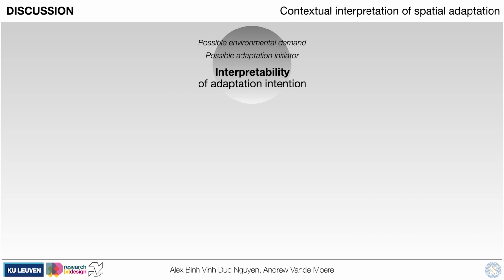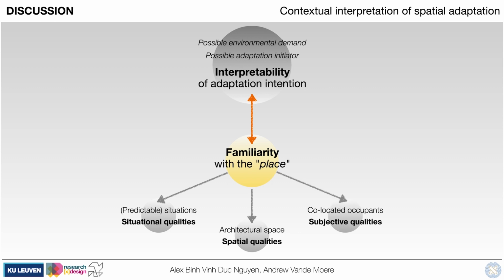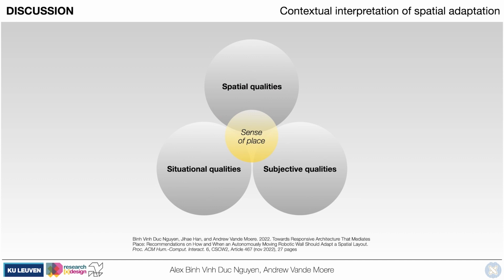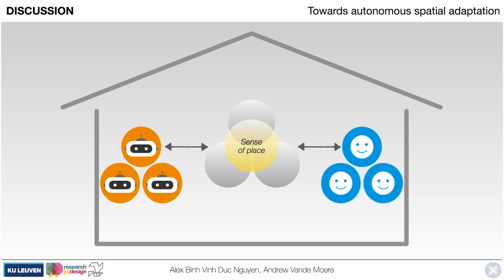Notably, this interpretability was only possible because of their familiarity with the office place, including the spatial qualities of its architecture, the situational qualities of predictable events, and the subjective qualities of their close-knit colleagues. While it is known that these 3 qualities together contribute to a holistic sense of place, which determines the architectural experience of occupants, we propose that this architectural design knowledge can also facilitate more appropriate behavior of robotically actuated spatial adaptation, as well as any human-robot interaction within the built environment, to enhance the satisfaction and even the health and well-being of occupants.